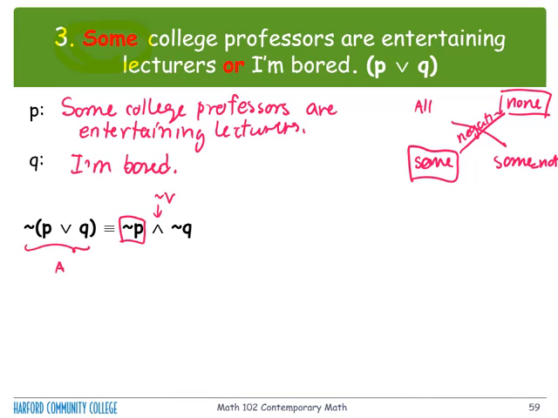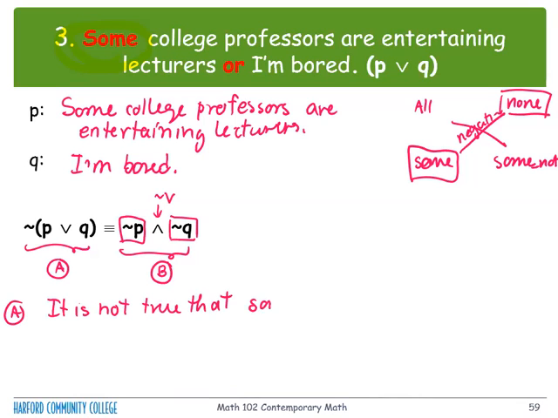The first way to write the negation statement is part A, and part B represents the way to write the compound statement after applying De Morgan's law. For part A, we just say "it is not true that," followed by exactly the same original compound statement.